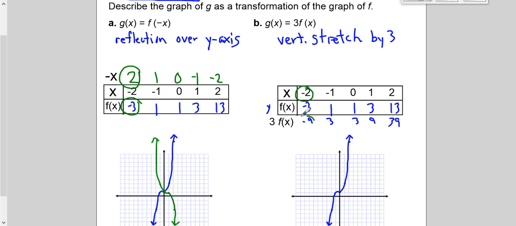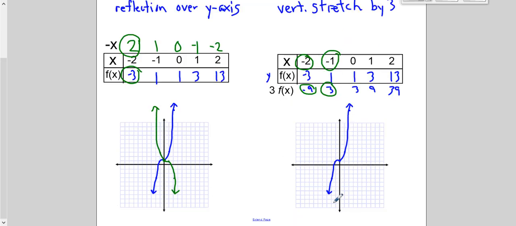So now when we graph it, the x and the y, we're using the outsides. Negative 2 goes with negative 9. Says it's a vertical stretch by 3. Negative 1 with 3. 0 with 3. One goes with 9. And 2 goes with 39. We're not going to find that one.